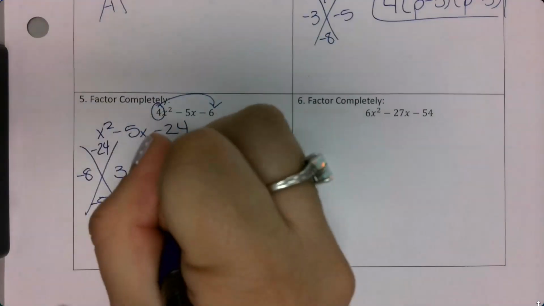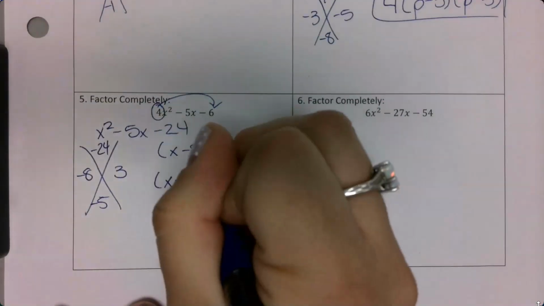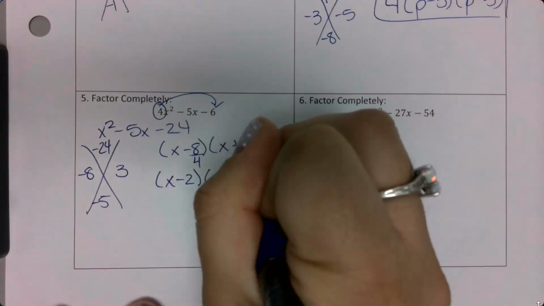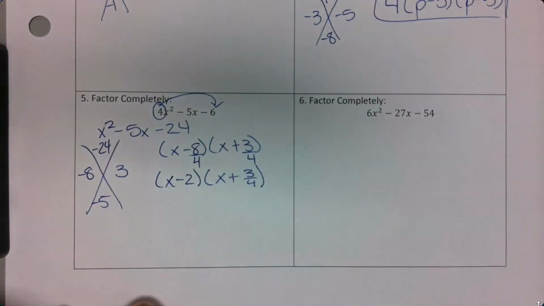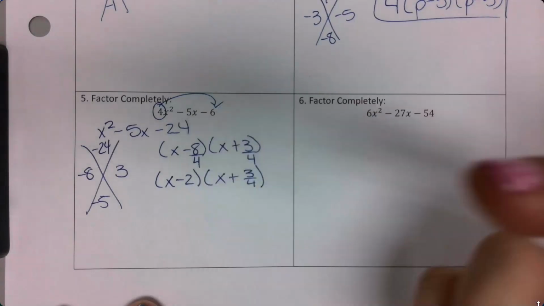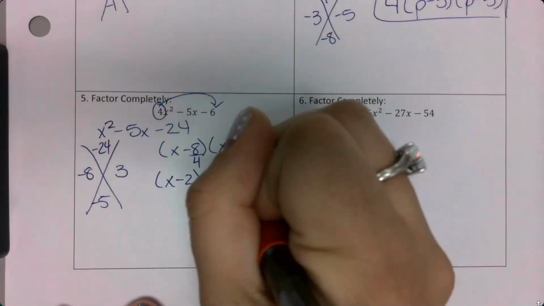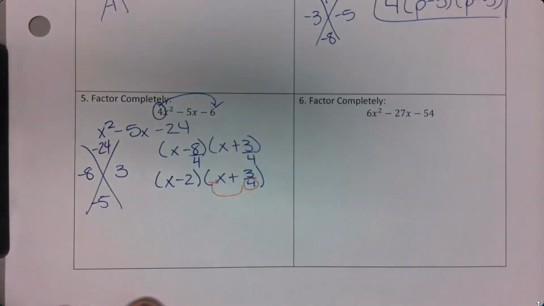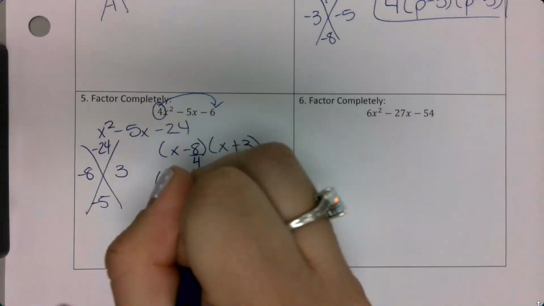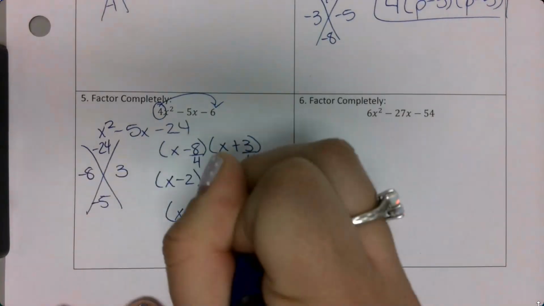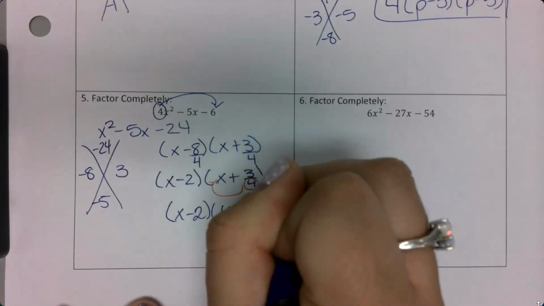So this first one is just going to turn into x minus 2. And the second one is going to stay x plus 3/4. I don't like having fractions in my answer, so for the one that has a fraction, I'm going to take this 4 and move it back out in front of that x. So my final answer here is going to be (x - 2)(4x + 3).